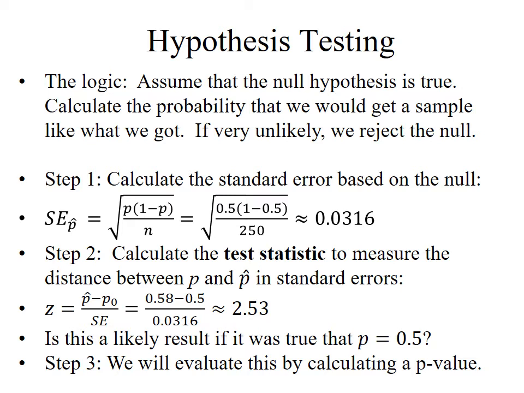Now this is a z-score, a z-value. We know what that is. That's the number of standard deviations away from the mean. In this case, 58% is 2.53 standard deviations, standard errors, above where the null hypothesis says we should be. And then we say, well, is that likely? Would stuff like that happen commonly, typically, if it was true that p was really 0.5? So step 3 is we evaluate this probability by calculating a p-value.